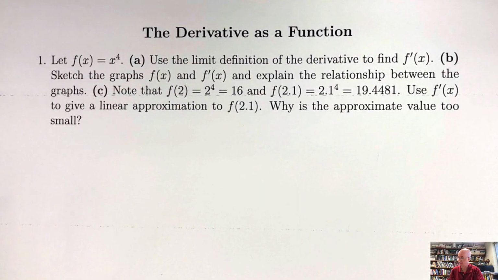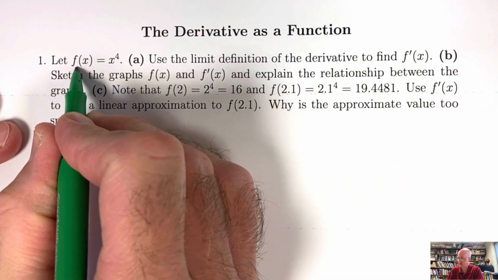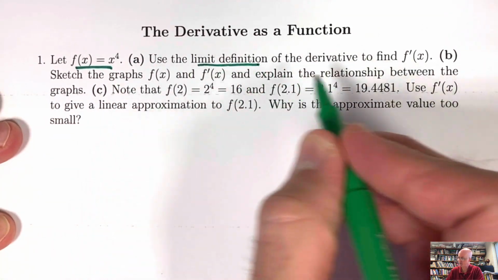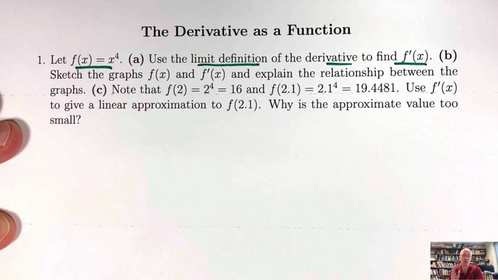In this video, we expand our notion of the derivative at a point to the derivative as a function that itself can be graphed. Number one, let f of x equal x to the fourth power. Part A says to use the limit definition of the derivative to find f prime of x. We're not allowing ourselves to use the power rule yet. Then in parts B and C, you can see we're going to make graphs and we're going to make approximations.